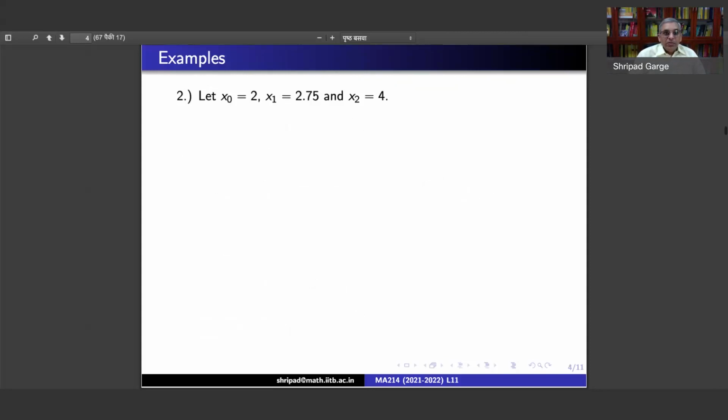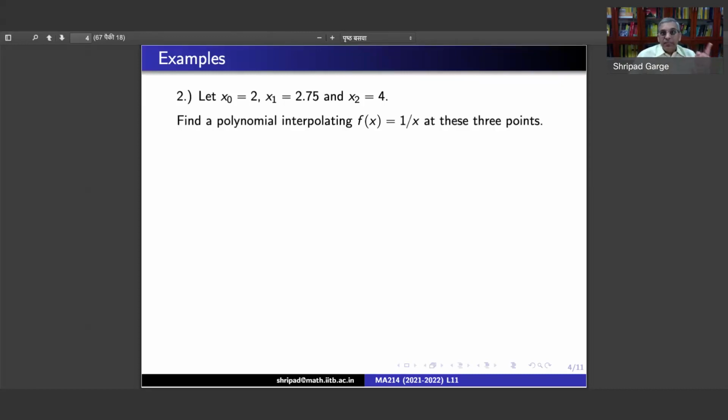Okay, so let's go to one more example. We will look at these 3 points: x0 equal to 2, x1 equal to 2.75, and x2 equal to 4. These xi's, we call them points or input values. They are also called nodes. So we have these 3 nodes, and the function that we would like to interpolate at these 3 nodes is the function 1 upon x, which we have worked with earlier using the Taylor polynomial. Here we want to find a polynomial interpolating the function at these 3 points.